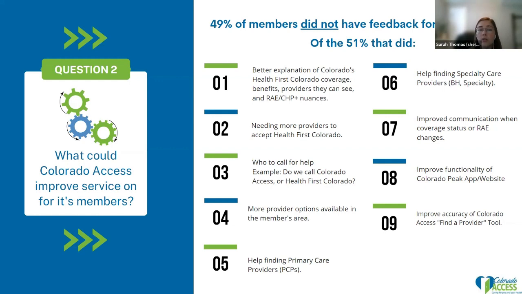Third was knowing who to call for help. Many members have questions about their coverage. They have billing concerns, need help switching PCPs, or getting community resources, but it can just be really difficult to know who to call. And so sometimes Colorado Access can help, and sometimes you have to call Health First Colorado, and it can just get really confusing and frustrating for our members. Suggestions 4, 5, and 6 are related. So members mention wanting more provider options available in their area and learning how to identify these options.